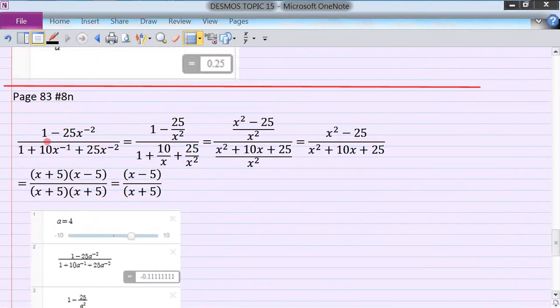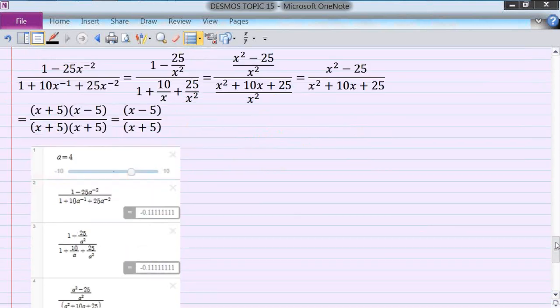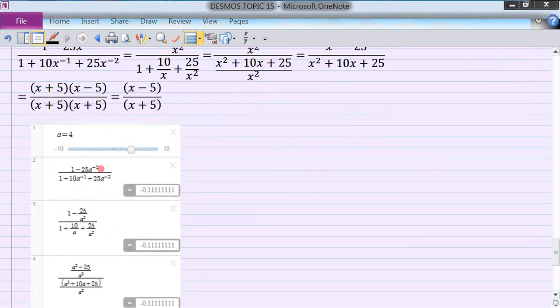Page 83, number 8N. Here are all the steps that we went through when we discussed that. And now I've entered the problem here. Change the x for the a. And now in the first step, I brought the a squared down to the denominator. I brought the a minus 1 here down to a plus. And the 25 over a to the minus 2 is 25 over a squared. Value doesn't change. Good sign.